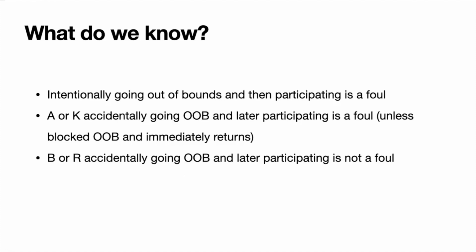We also know that B or R can accidentally go out of bounds, and if they accidentally go out of bounds and return, it's not a foul. So there you go. This is what we know so far. All right, so let's look at some plays.